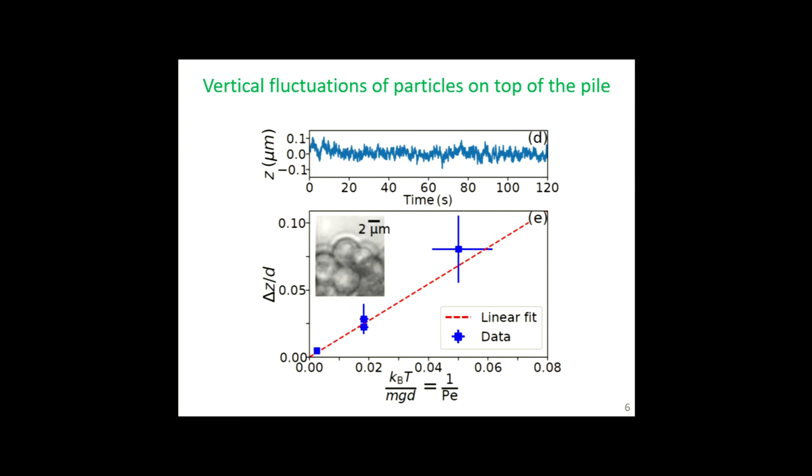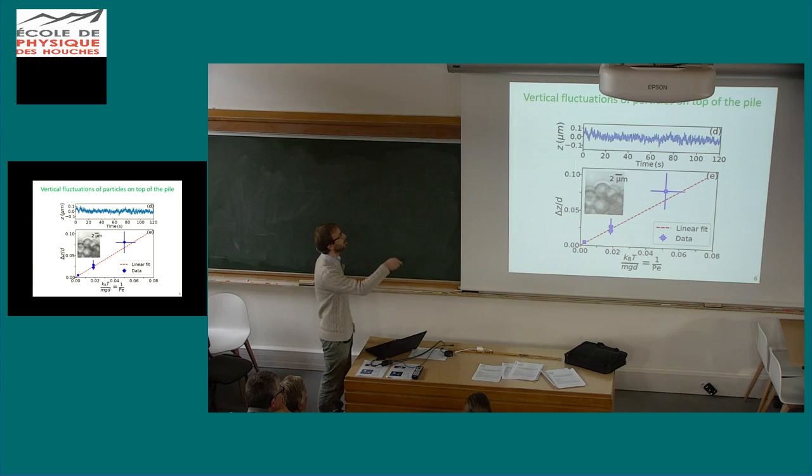So first thing, if we just take a pile at rest and we look at the vertical fluctuations of the particles on top of the pile, we can track them, we can have this type of trajectories, we can look at the intensity of their vertical fluctuation, and we find that this is linear with kT over mgd, which is what you expect for a pile at thermal equilibrium.